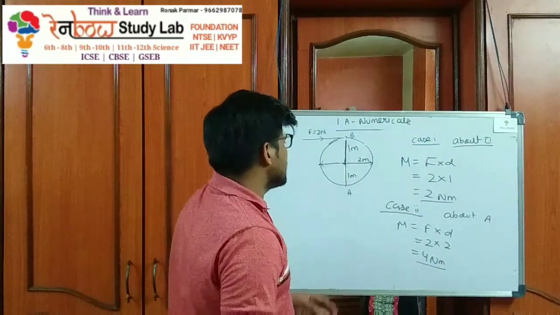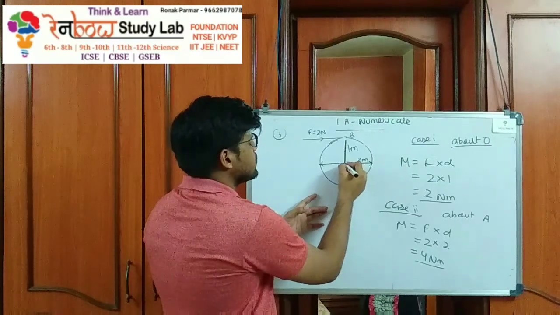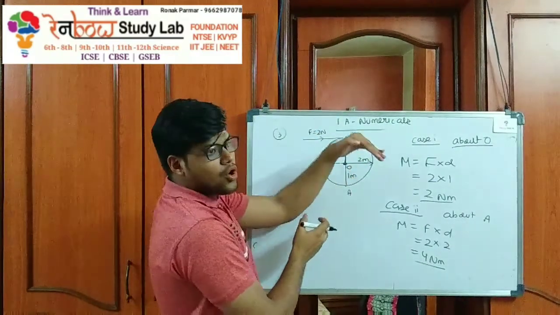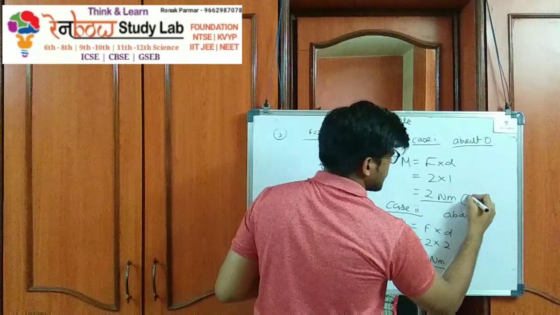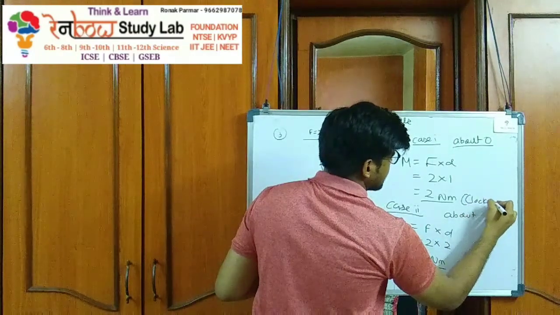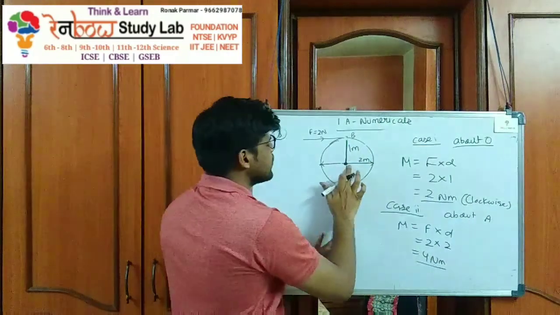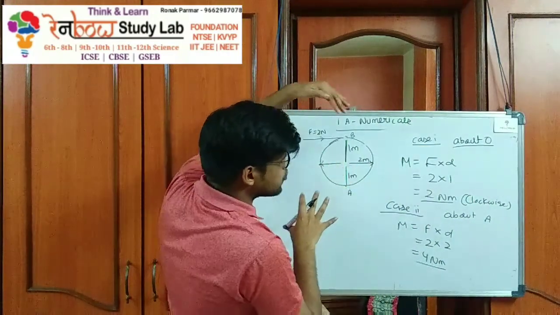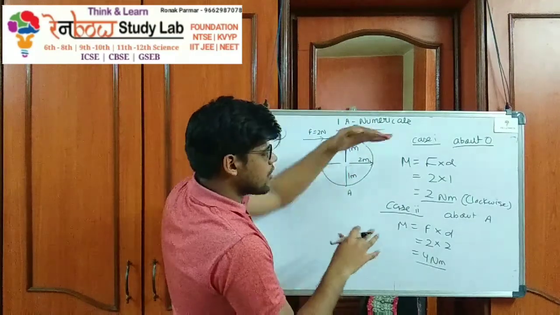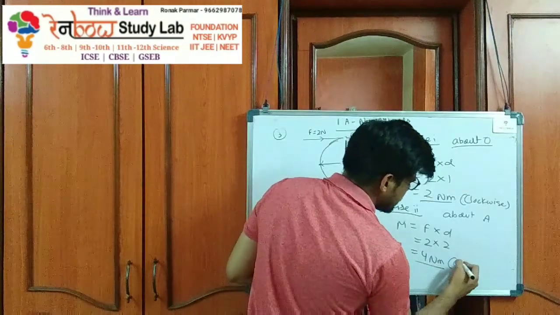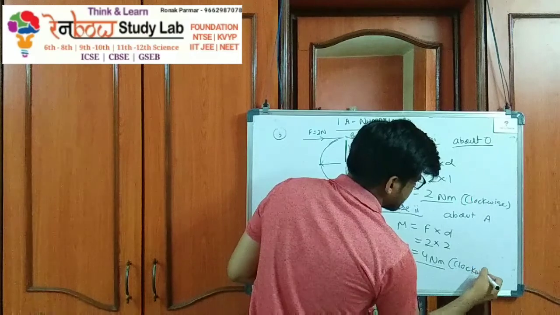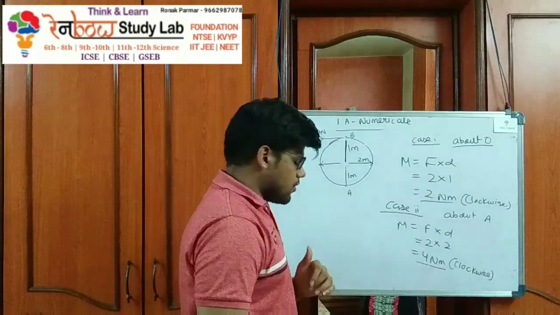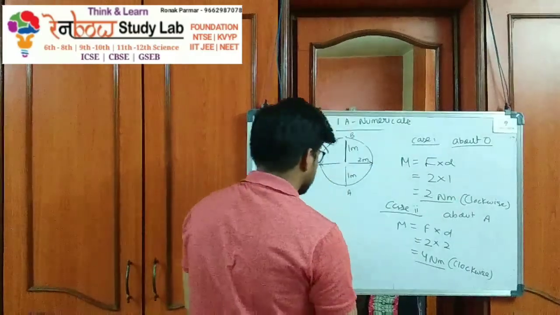You can see here, in the first case, when O was the pivoted point and you are applying force, it is creating a clockwise movement. So this is clockwise. And similarly, when O is not pivoted, A is pivoted and you are applying the force, it is trying to rotate the wheel in clockwise direction. So this will also be clockwise. So this was your question number 3. Now I will move to question number 4.